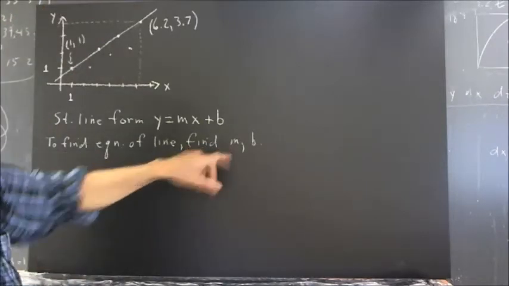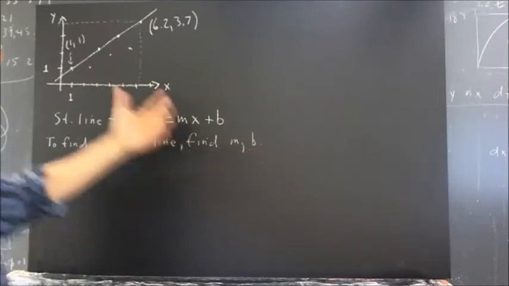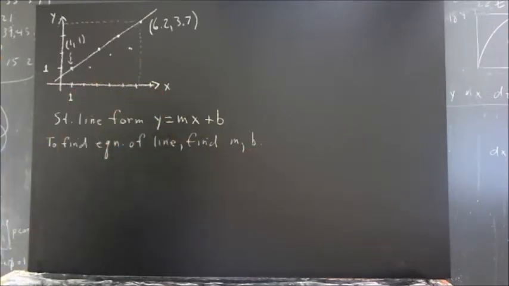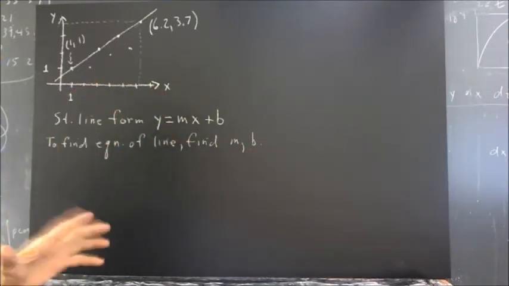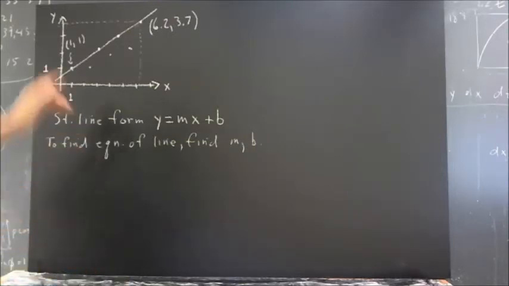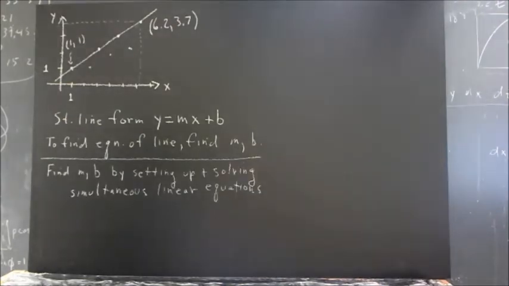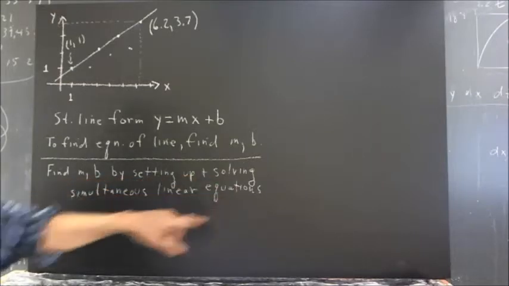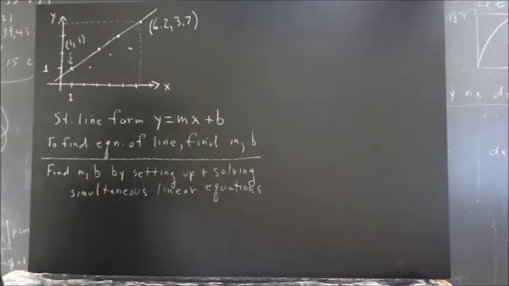And having found the value of m, it's not too difficult to find the value of b by any number of methods. However, that's not what we're going to do. We're actually going to find this equation by using simultaneous linear equations. So I'm going to write a couple of things on the board so you don't have to sit there and watch me write. So we're going to find m and b by setting up and solving simultaneous linear equations.